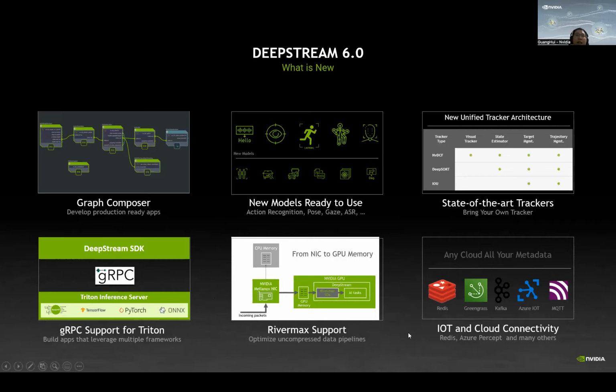And then the RiverMax support, basically this one requires our Mellanox NIC card. Basically all the incoming packets from the streams go directly to the GPU memory. Instead of going to the CPU, you go directly to the GPU, which speeds up the whole process of optimizing the compressed data packets. And then we're also adding in a lot of IoT connectivity, like Kafka, MQTT, or Greengrass from AWS. This basically you can use for transmission of data into a backend or cloud.